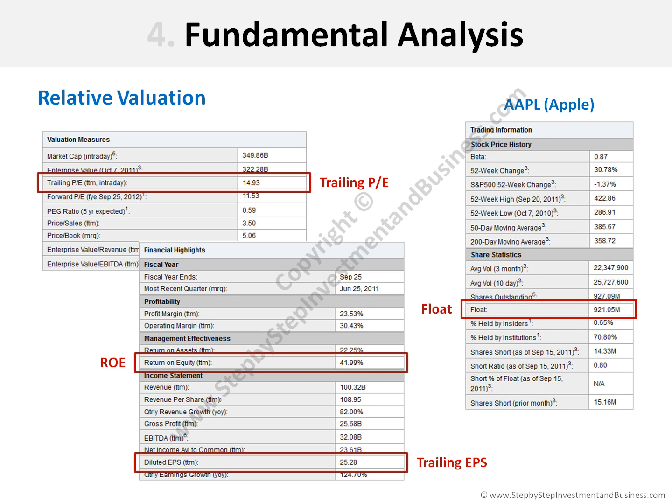Here's an example for the Apple Company of some of the previously seen parameters. Notice that we can see the trailing price earnings, whose value is 14.93, the trailing EPS of $25.28 per share, the return on equity of 41.99%, which means that almost a $42 profit is generated for every $100 invested, and the float, that is, the number of shares available for public trading.